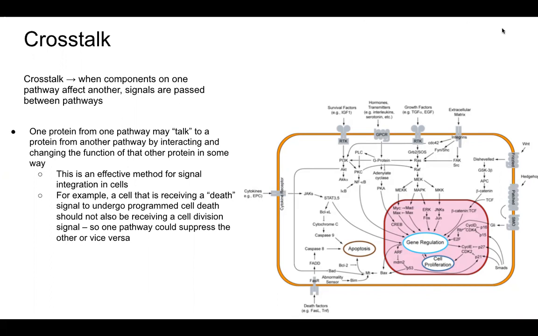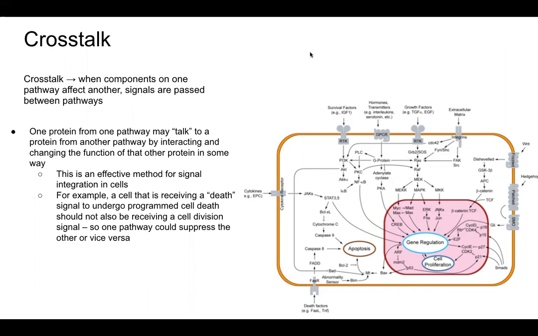So now I'm going to talk about crosstalk. Crosstalk basically happens when components of one pathway directly affect another. It means that one protein from one pathway can influence a protein from another pathway by changing the function or behavior of that protein in some way. And this happens in cells all the time.